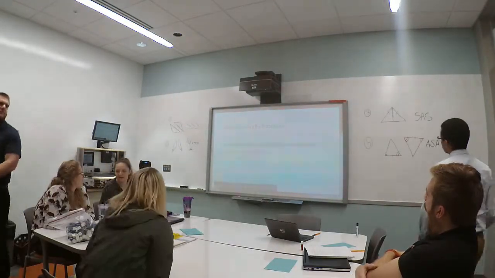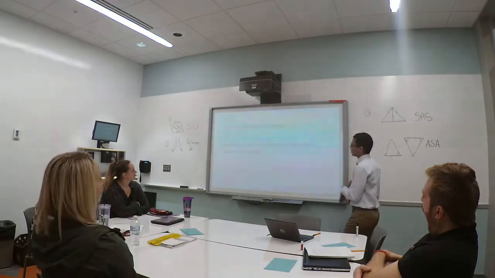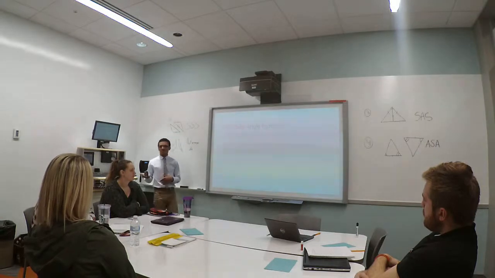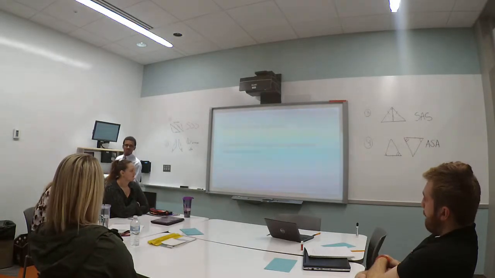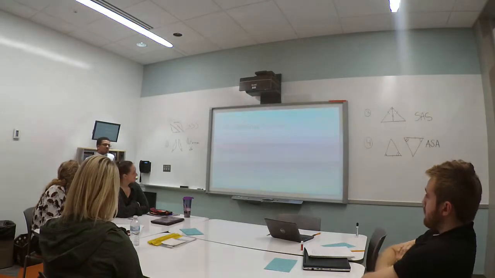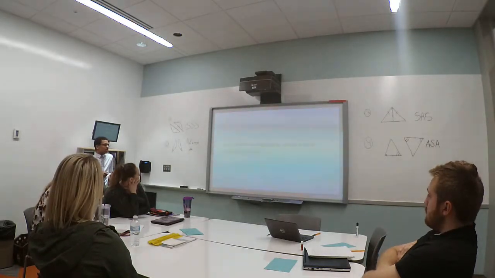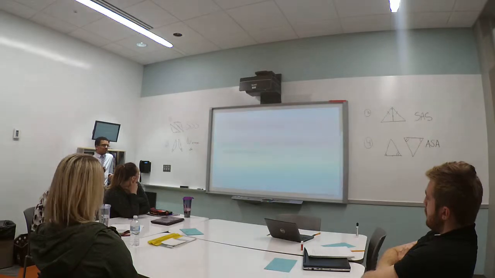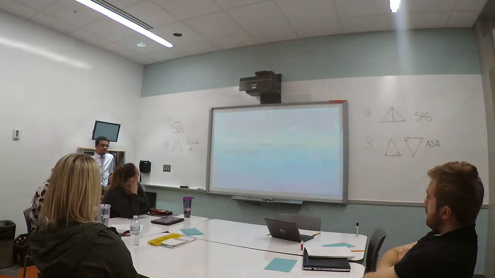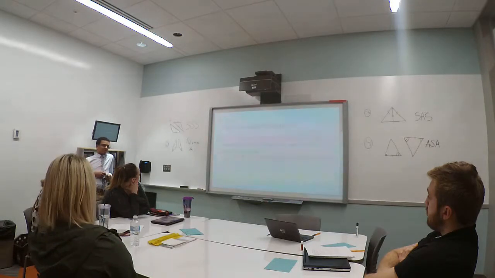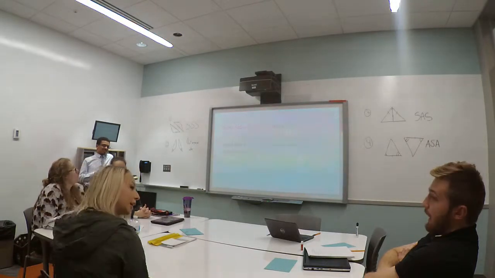All right, so we've been talking about the side side side postulate, side angle side postulate, and also the angle side angle postulate for a little bit of time now. However, we haven't talked about proving if triangles are congruent through the side side angle postulate. Now, do you think the side side angle postulate can be used to prove congruence in triangles? Think with your partners.